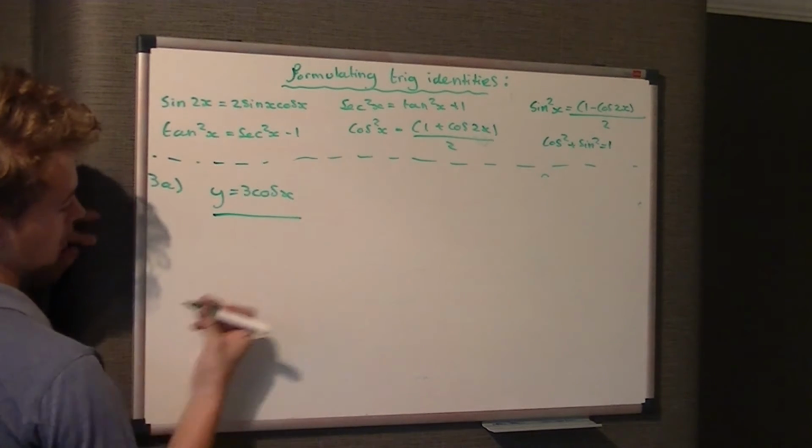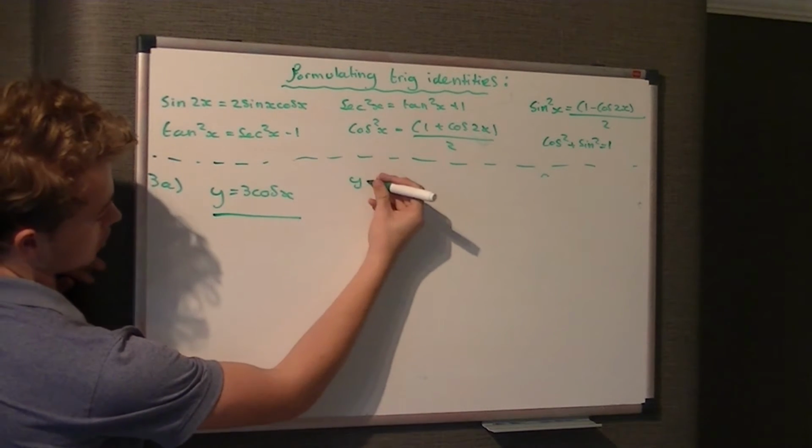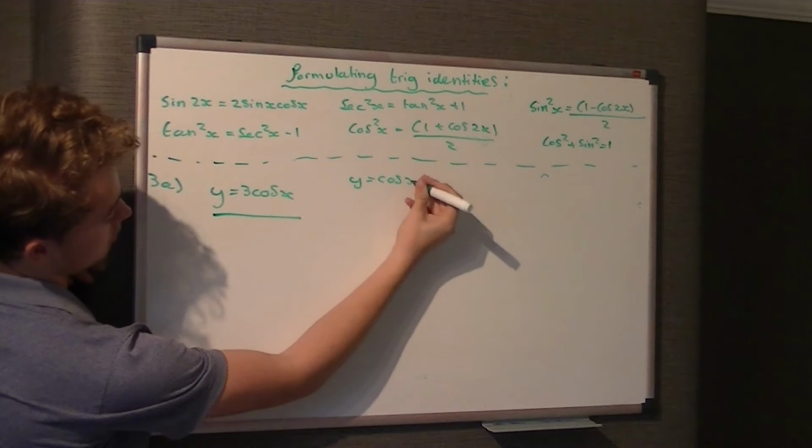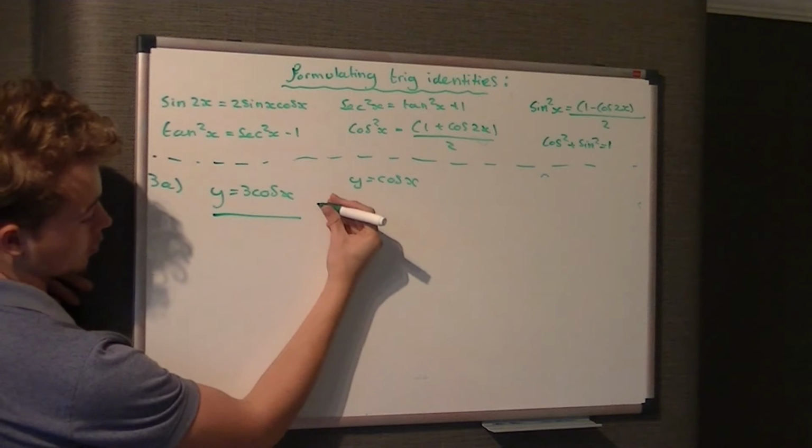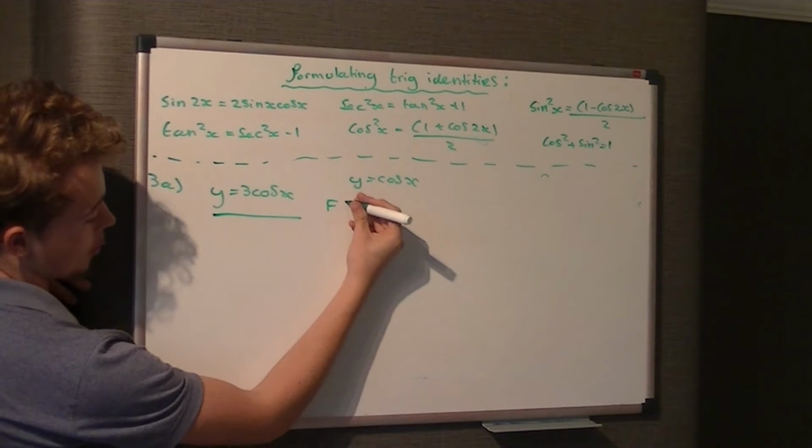Now how do we know what this curve looks like? You should all know what y equals cos x looks like, but what does the curve of y equals 3 cos x look like? Well, this is the same as saying y equals 3 f of x.